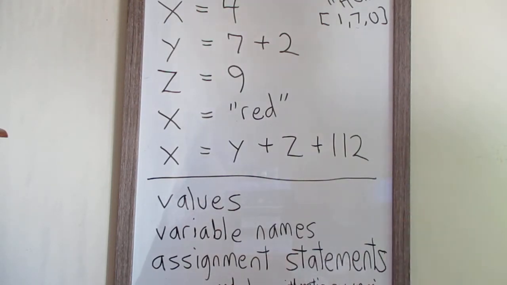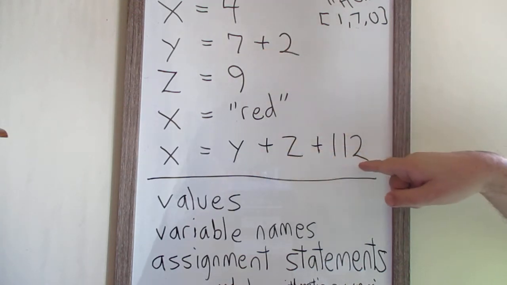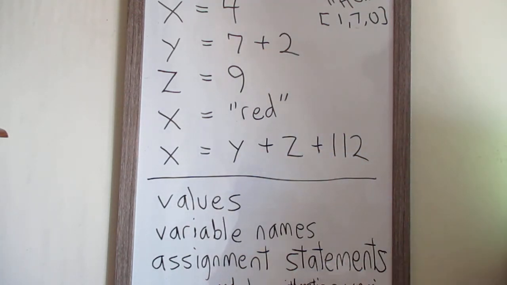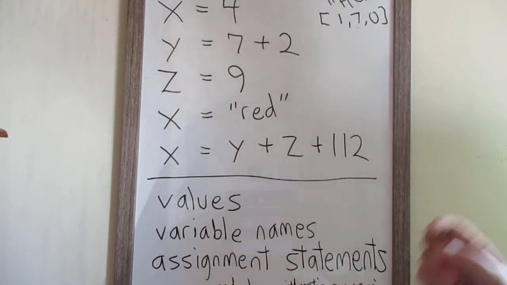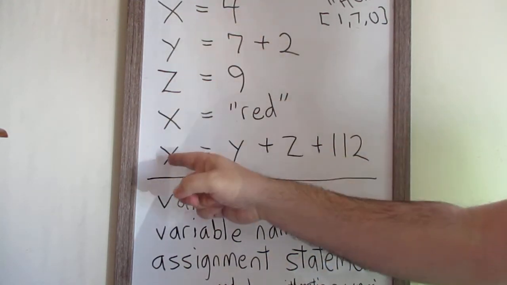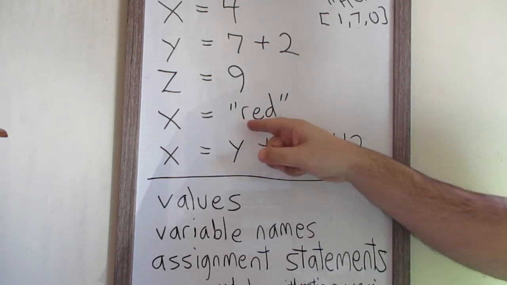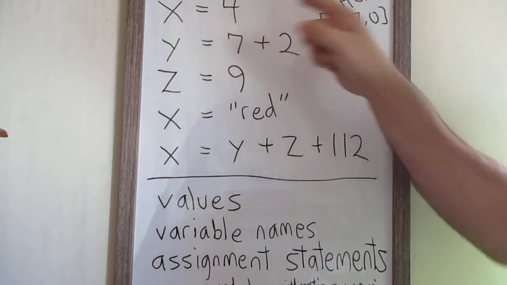This is an arithmetic expression, and this is an arithmetic expression, and they compute to a single value. So you can put an arithmetic expression inside a line of computer code wherever you could put a single value. Assignment statements connect variable names to values. This is important. 112 is a value. The string red is a value. The number 4 is a value.